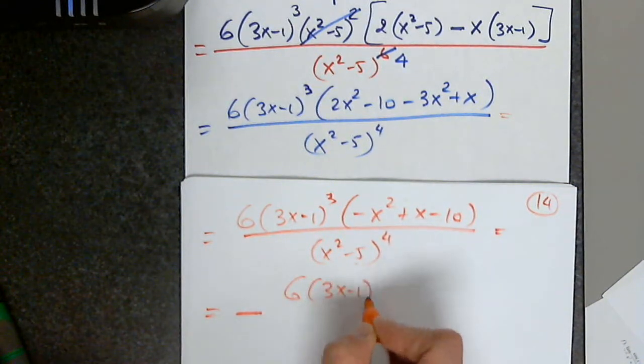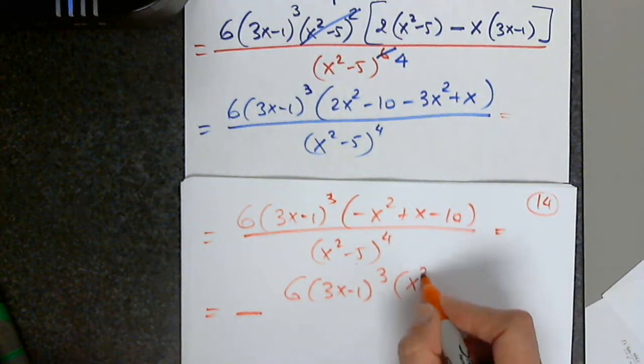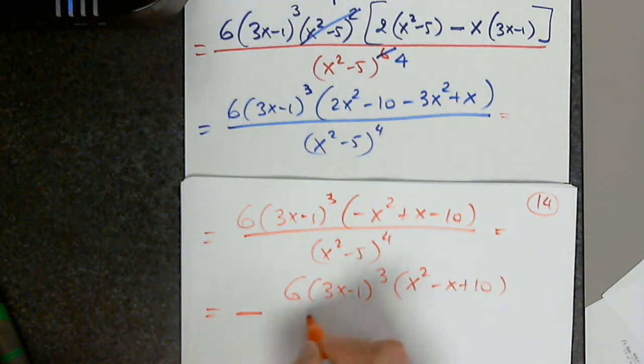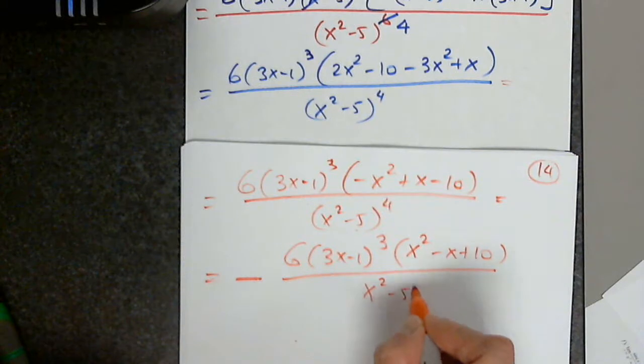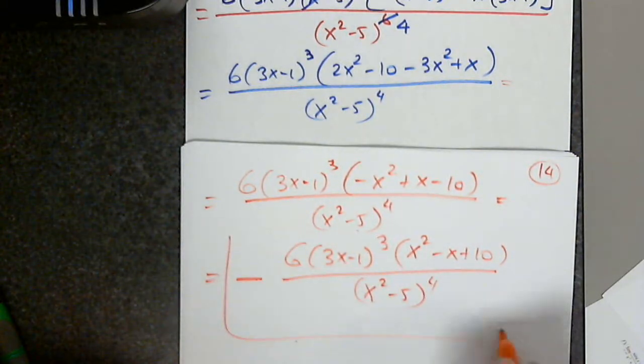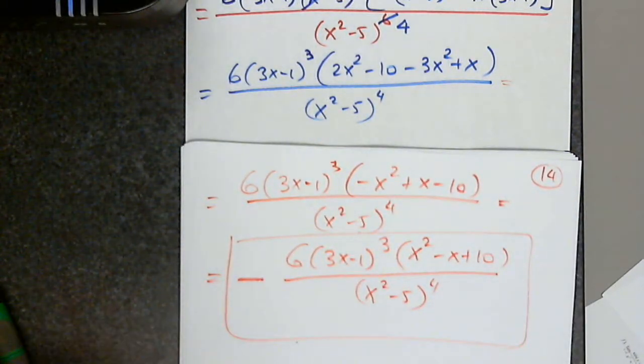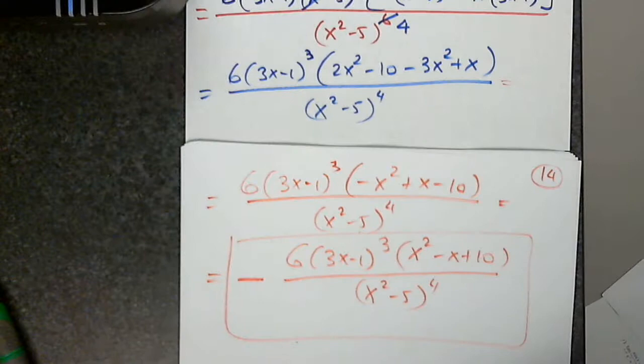6, 3x minus 1 to the third, x squared minus x plus 10. When I factor out negative 1, I have to factor it out from all 3 terms, over x squared minus 5 to the fourth. This is the best result, or simplified form, for our function.